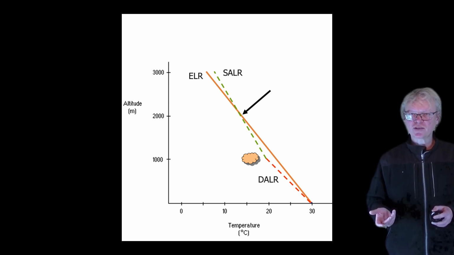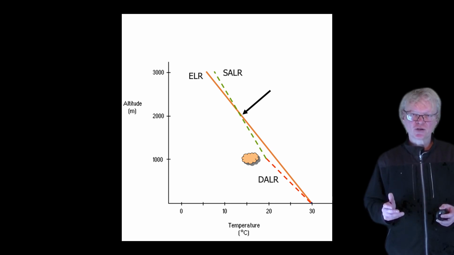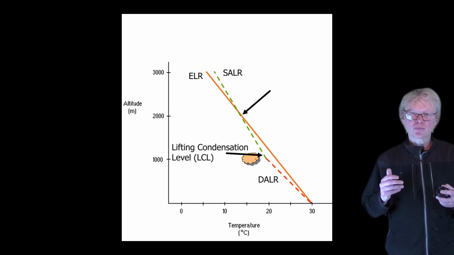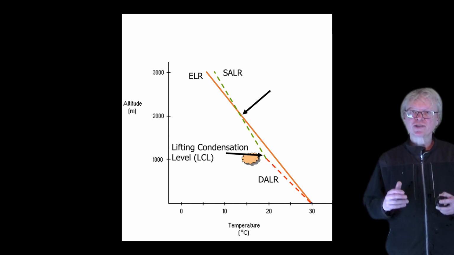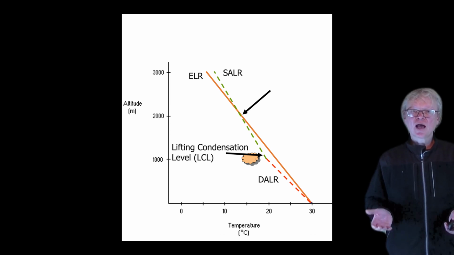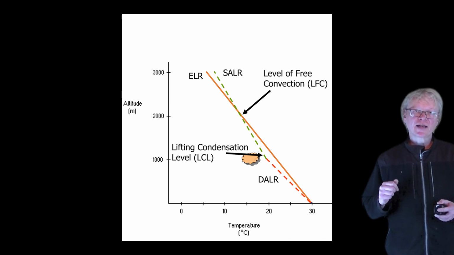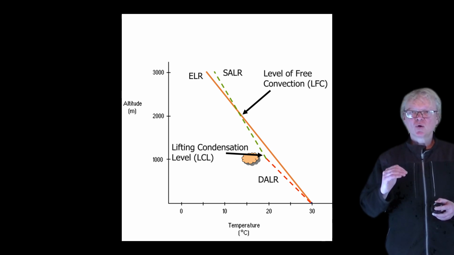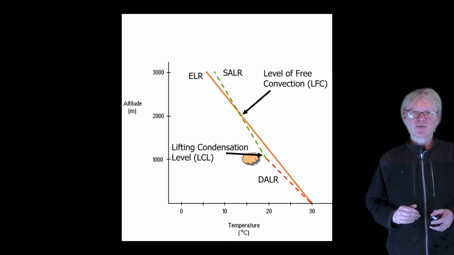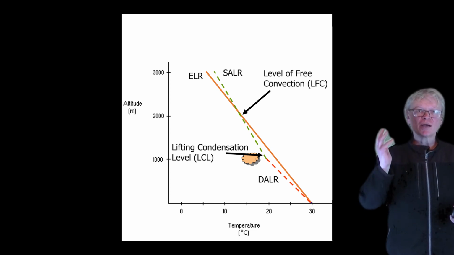And we give those points particular names. The lifting condensation level is the fancy term we give to the point at which that air parcel reaches 100% humidity, the point it forms a cloud. And the level of free convection, another fancy term, is that elevation at the point where the temperature of the air parcel is warmer than the temperature of the surrounding air and can rise by itself.